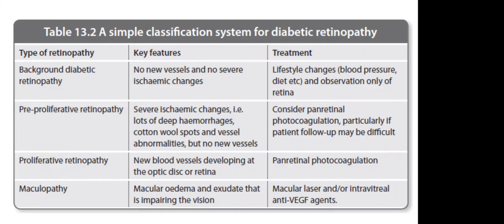But at this point, the level of ischemia hasn't gotten to the point where the retina is producing the vascular endothelial growth factors that will result in the formation of new vessels. So in someone who is pre-proliferative, they have all these severe features. I'll talk about the particular features that will let someone qualify as having pre-proliferative diabetic retinopathy.